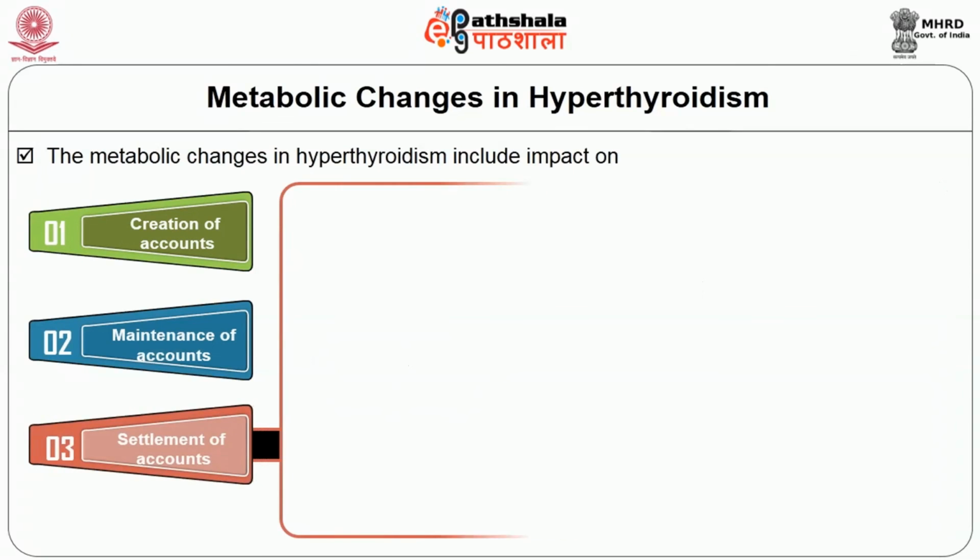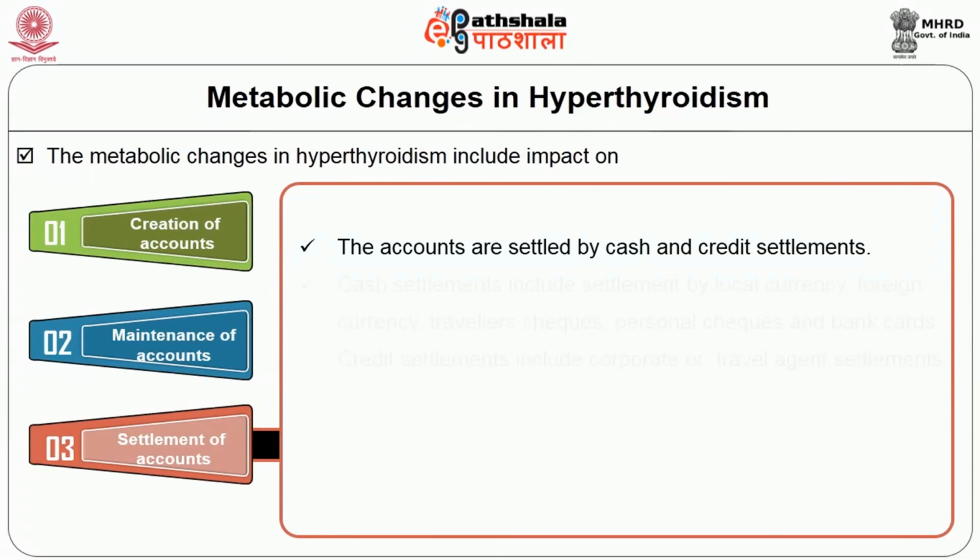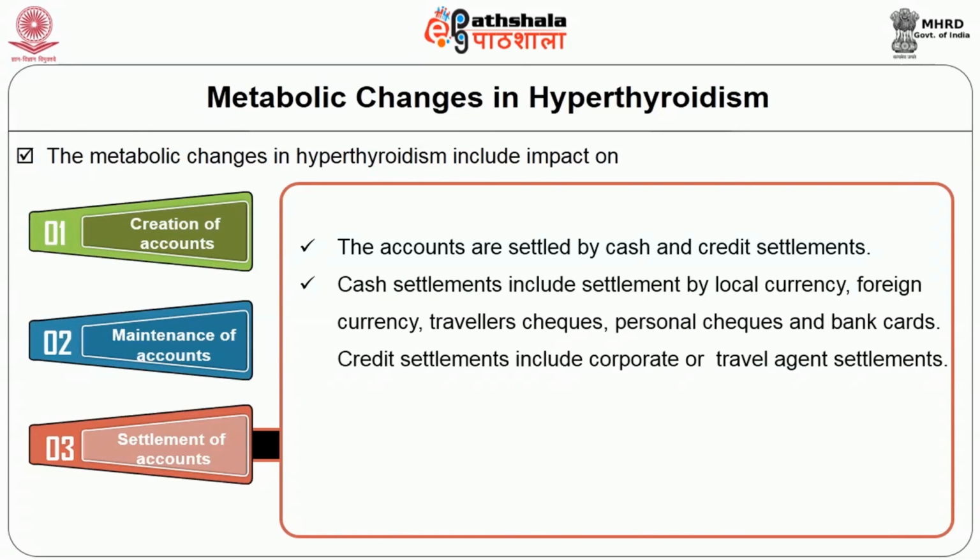Now, the last phase is the settlement of accounts. The accounts are settled by guests either as cash settlements or as credit settlements. Cash settlements include settlement using local currency, that is rupees, and foreign currencies. For example, if the guest is from America, he may use his dollars. So we will be ready to accept foreign currencies when we have overseas guests. Settlement by traveler's check, personal checks, and bank cards are also different forms in which cash settlement is done, which is settled to the accounts department on the very final day.